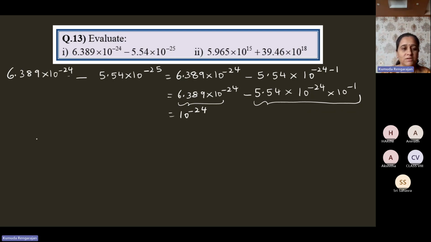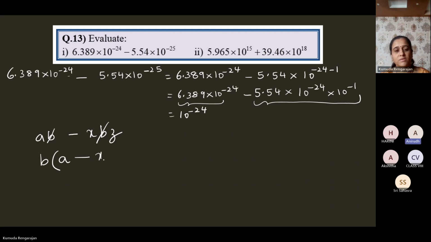See now, take this example. Supposing you have A into B minus X into B, Z. Now what's common, children, between these two? B is common. Now open a bracket. B is common outside, no? So what should you write here inside the bracket? A minus, write the sign as it is. And this B is common outside. So what should you write here? X and Z. All of us understand this? Yes, ma'am.